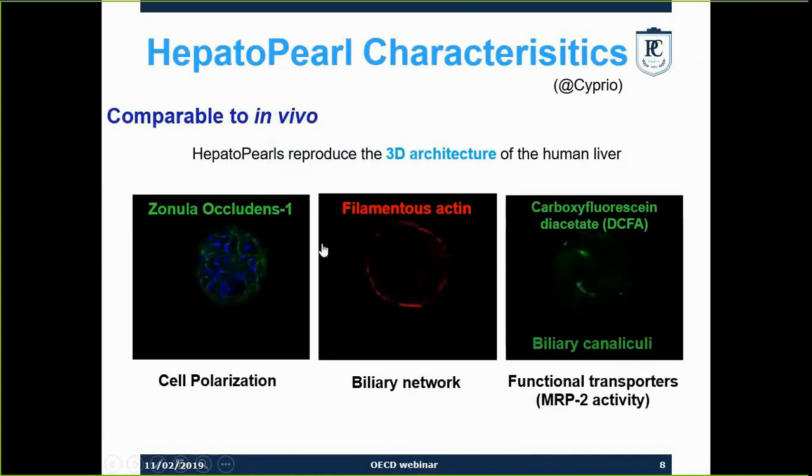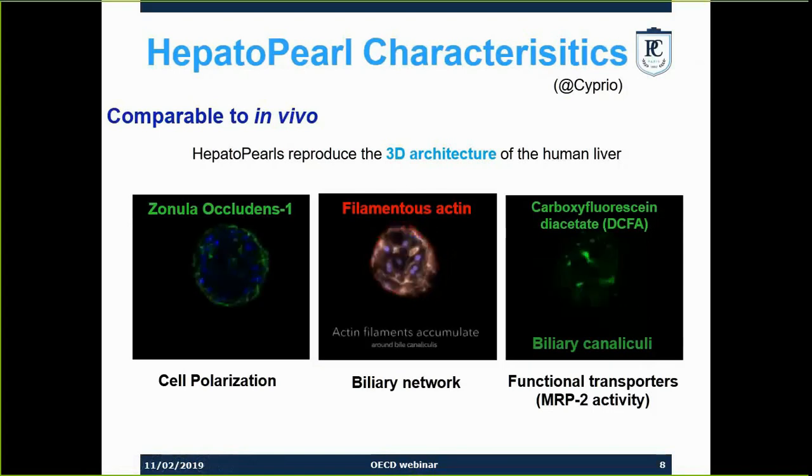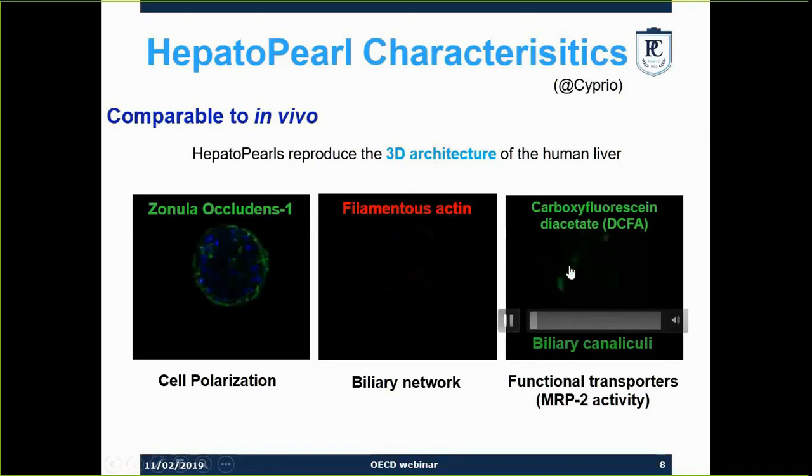Finally, the hepatopearls mimic the liver architecture as demonstrated by immunostaining. You can see here the staining of zonula occludens 1, which is a membrane polarity marker present at the tight junction between the hepatocytes, as well as the staining of the filamentous actin, which is also a polarity marker. Moreover, the hepatopearls are able to specifically excrete carboxyfluorescein diacetate. This compound is specifically processed by esterase in the hepatocytes, where it will become fluorescent. It will then be excreted by the multidrug resistance protein 2 in biliary canaliculi, and this is the structure that you can see on this stack.